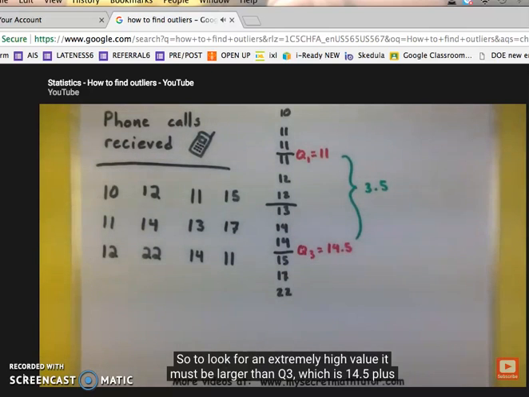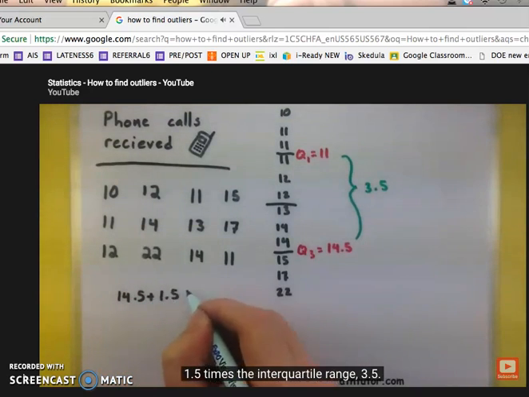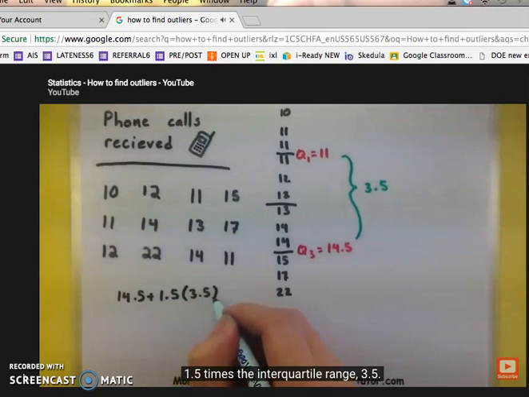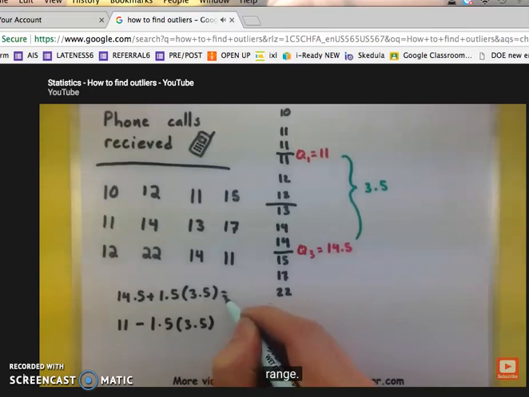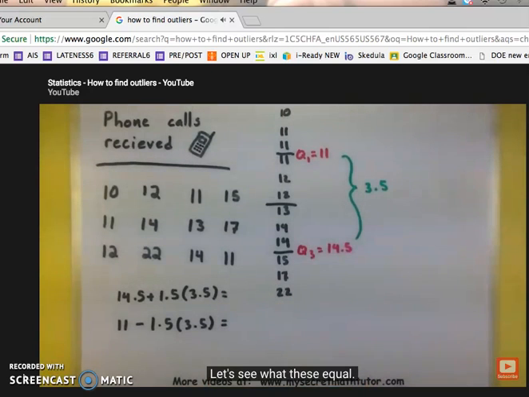So to look for an extremely high value, it must be larger than Q3, which is 14 and a half, plus 1.5 times the interquartile range, 3.5. And to find an extremely low value, I would take Q1, 11, and I would minus 1.5 times the interquartile range. Let's see what these equal.